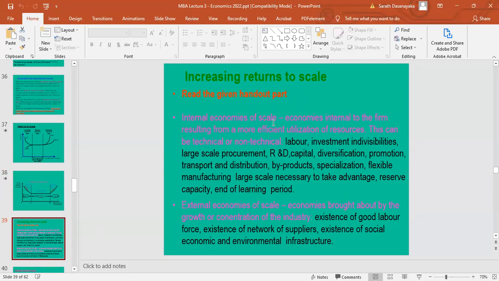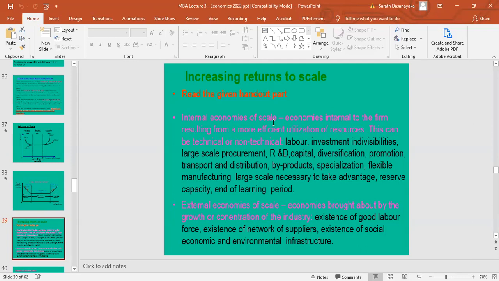Internal, the company can control it, that is there in hand. This can be technical or non-technical. That means it can come from the labor side, it can come from the investment indivisibilities. It can come from the large scale procurements. Sometimes you can say the supermarket vegetables are cheaper than the outside vegetables, because they have large scale procurements and agreements with the farmers. Due to that, they can sometimes sell for less than the outside market price.